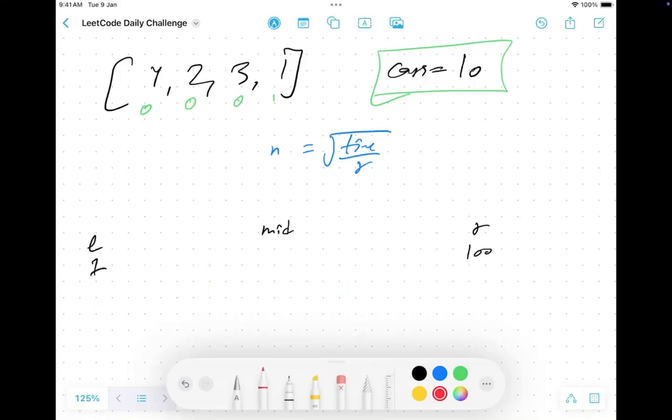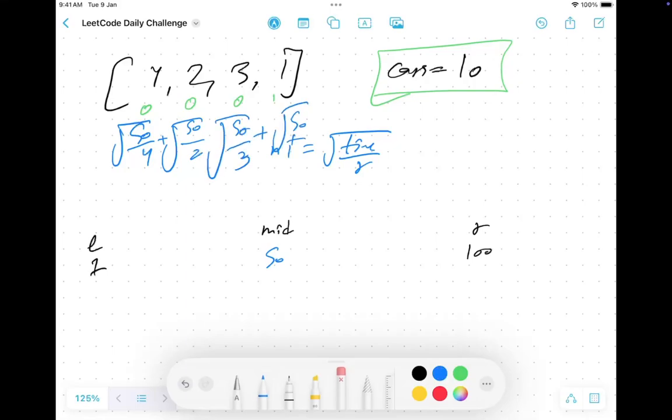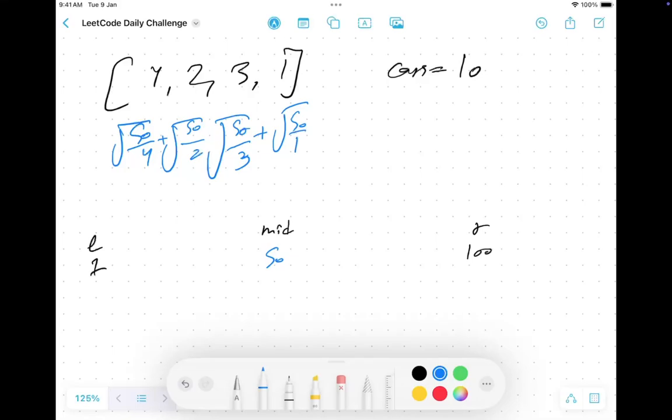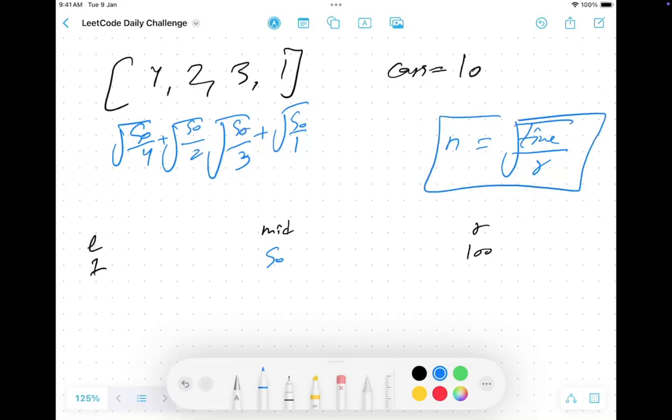So let's first find the mid. What is the mid? Mid will be 50. How many cars will be repaired if we have 50 time? So 50 by 4 under root, 50 by 2 under root, 50 by 3 under root, 50 by 1 under root, right? Yes. It is time by rank. This is our formula, right?